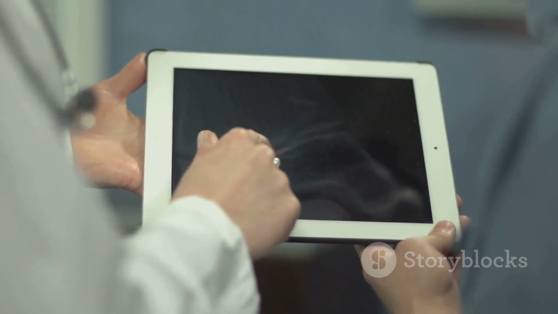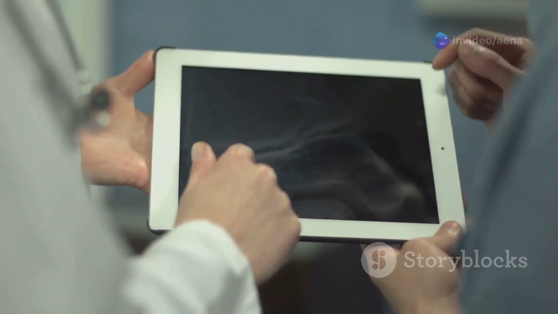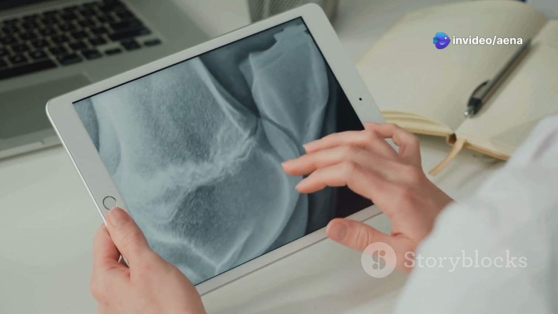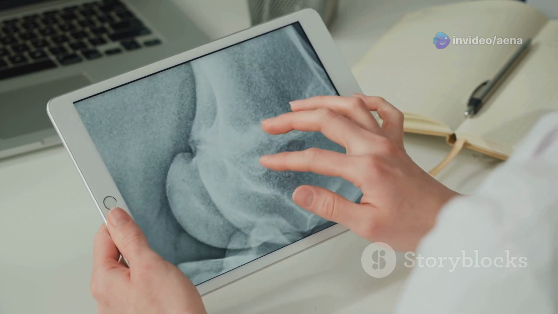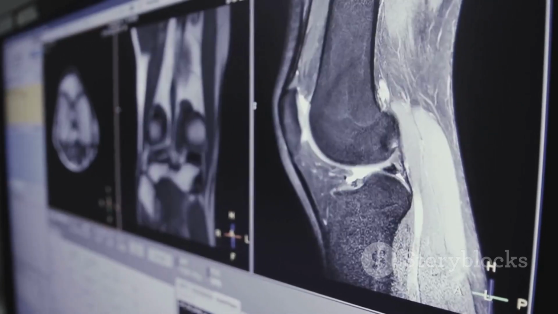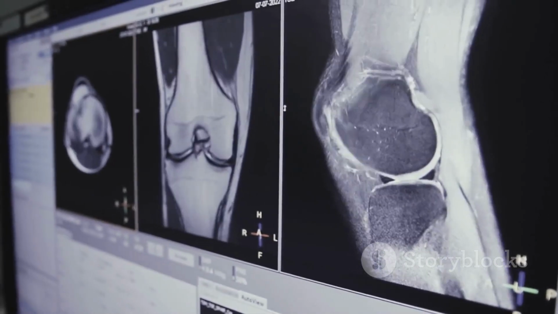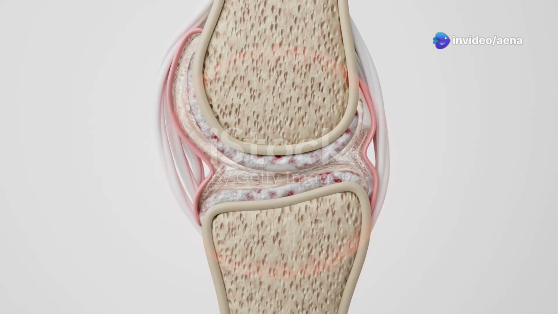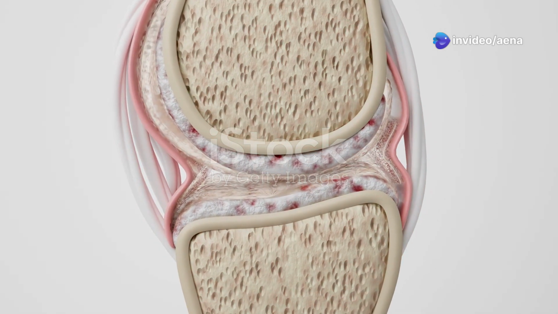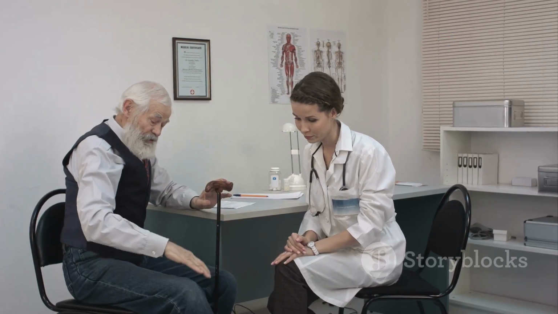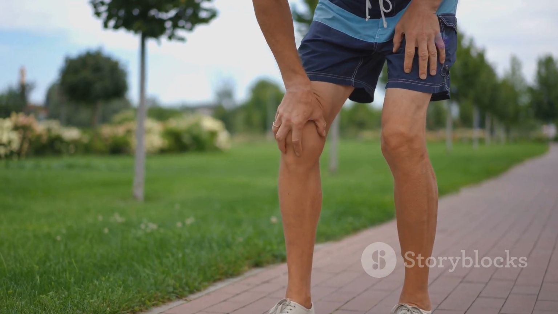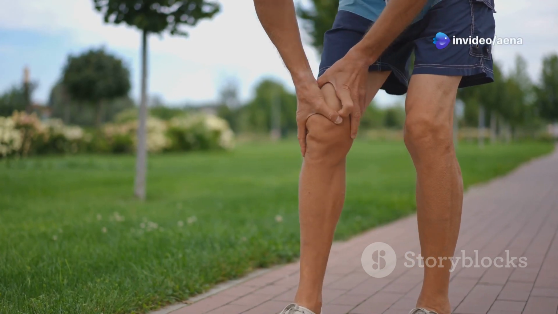One of the most common musculoskeletal disorders you'll encounter is osteoarthritis. This condition is a degenerative joint disease, meaning it causes the cartilage in your joints to break down over time. Cartilage is that slippery tissue that allows your bones to move smoothly against each other. When cartilage wears down, bones rub together, causing pain, stiffness, and inflammation. Osteoarthritis typically affects weight-bearing joints like your knees, hips, and spine. Think about it. These joints bear the brunt of your body weight every day, making them more susceptible to wear and tear.